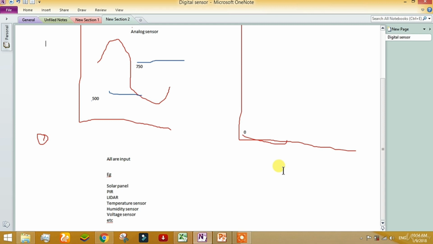About sensors, all sensors are inputs, and there are some examples such as the solar panel. You say that a solar panel is a device used for generating electricity, but the first and most important use of a solar panel is to detect light.